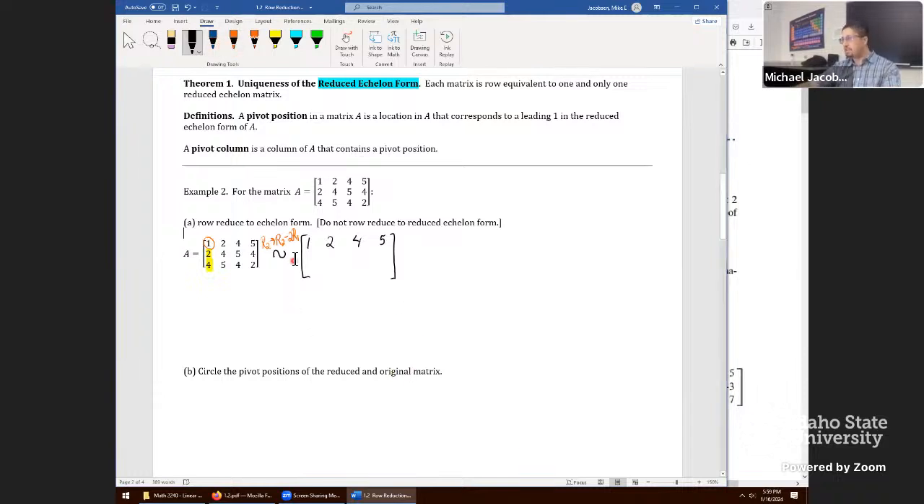Next, let's do that operation. So -2 times row 1 added to row 2 is going to give us a 0 here. That's going to be -4 plus 4, so 0 here. On this entry, it'll be -8 plus 5, so -3. And this one is going to be -10 plus 4, so -6.